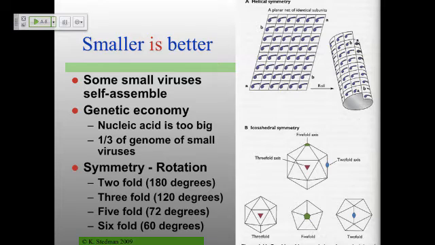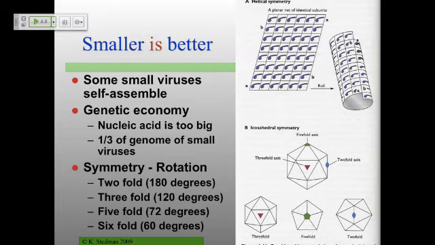If you now have a 3-fold axis of symmetry, which is what you have here in the hexagonal face, now you turn it 120 degrees, and you get exactly the same thing back. Then you also have a twofold axis of symmetry, which would be here, where you now turn it 180 degrees, and you get the same thing back.